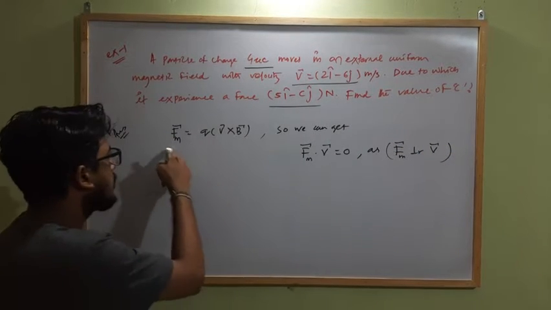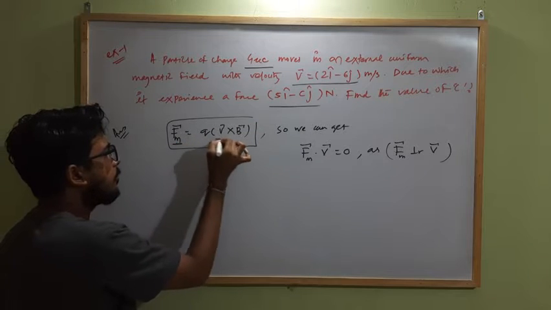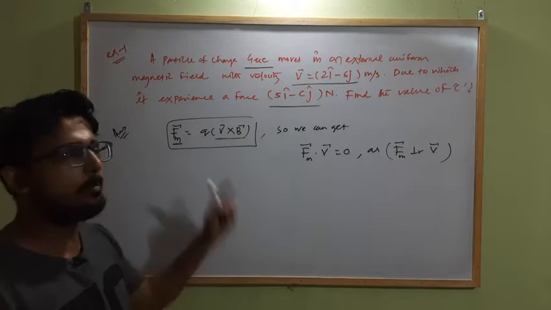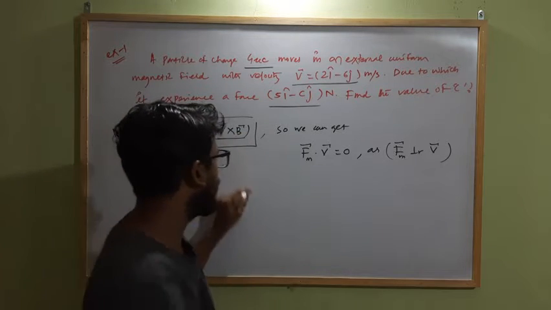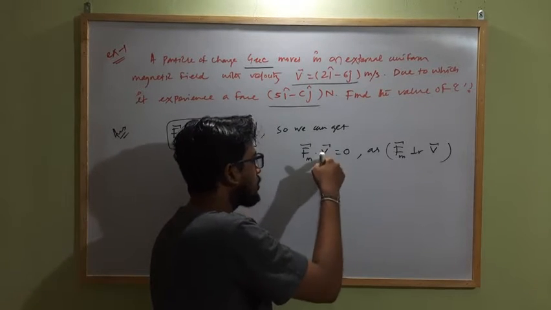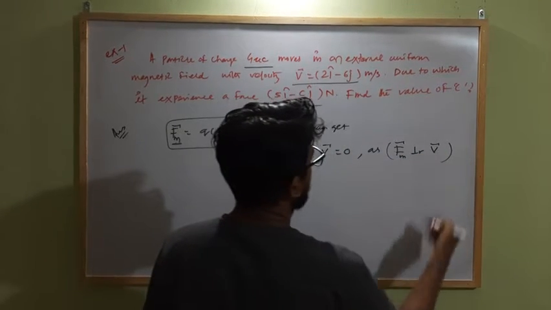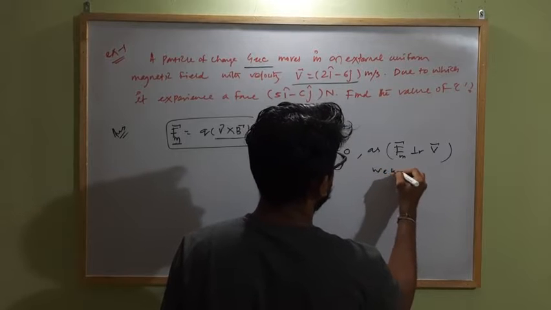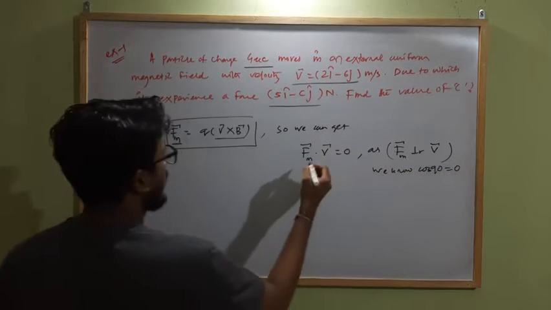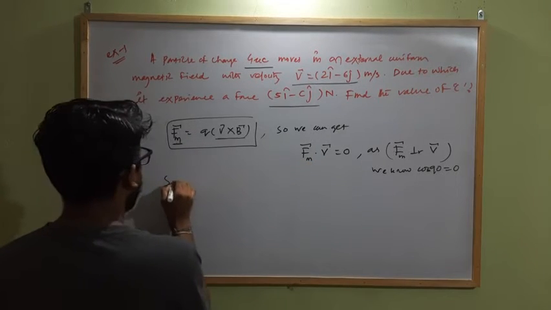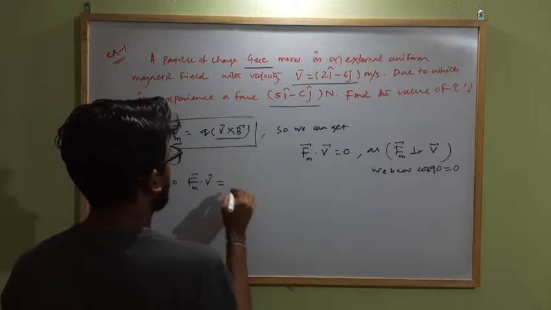Okay, because this is the force, and from this we get that Fm is perpendicular to both v and B, the plane containing v and B. That means as F is perpendicular to v, the dot product of force and velocity will be how much? 0, because F is perpendicular to v and we know cos 90 equals 0.